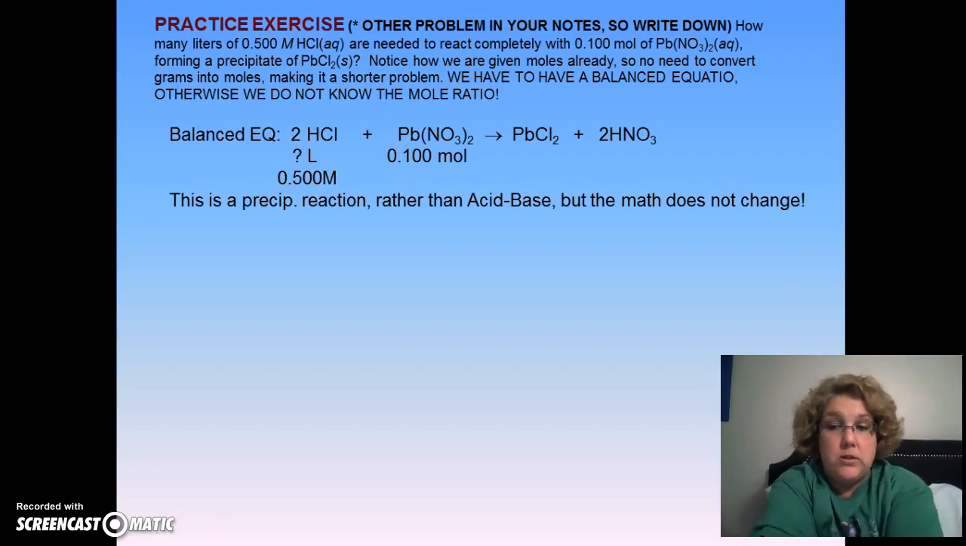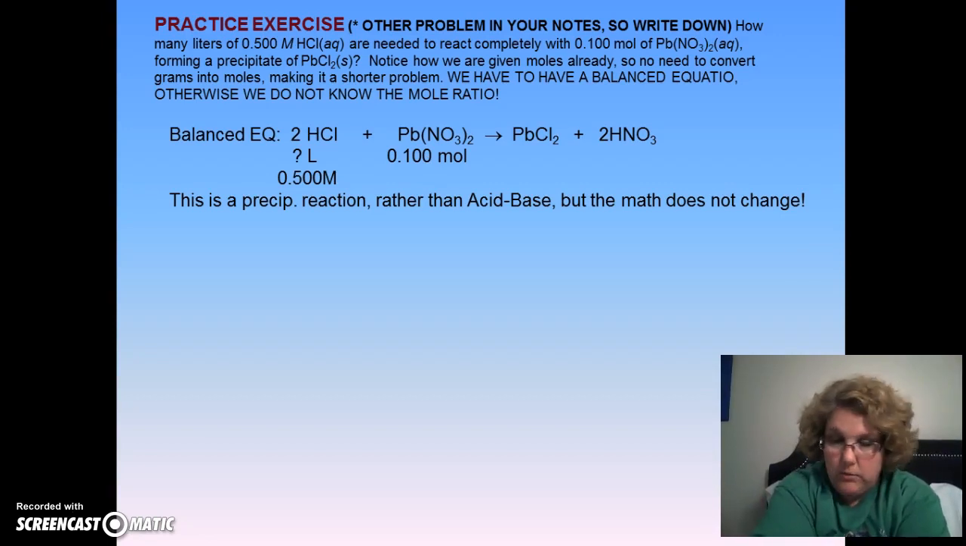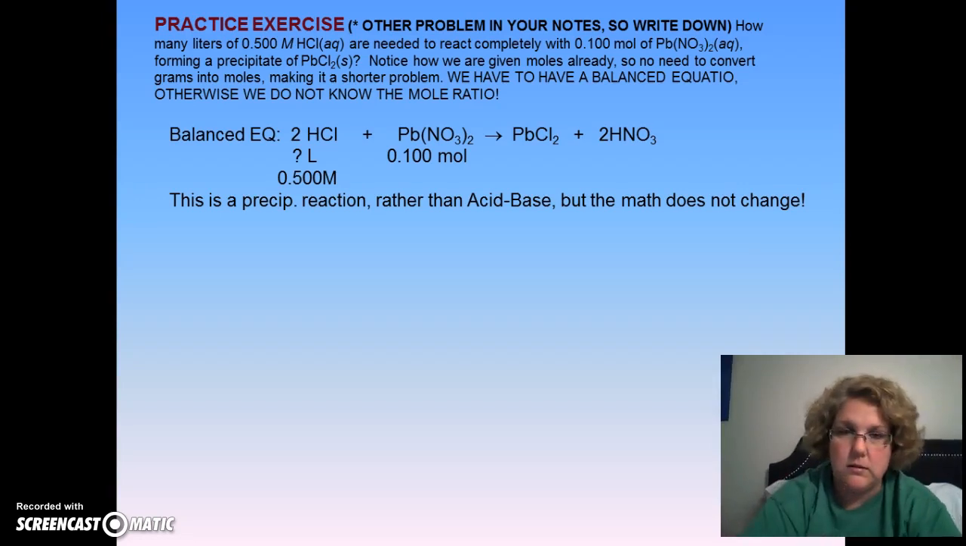So this is a precipitation reaction instead of an acid-base problem, but it doesn't matter. These are all the same. Okay, we're going to have to do a mole ratio in the middle. It's the same math either way. This is just shorter because I know my moles of lead nitrate already.